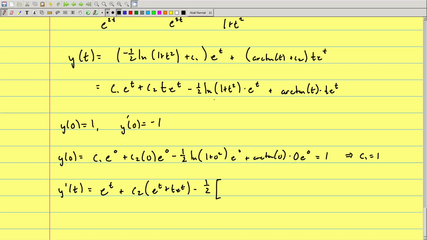By the product rule, the derivative of the natural log of 1 plus t squared times e to the t is going to be e to the t over 1 plus t squared plus e to the t times the natural log of 1 plus t squared, right? And then the derivative of the arctangent times t e to the t is going to be a triple product rule, except we already know what the derivative of this expression is, so we can just use that derivative in a single product rule, right?